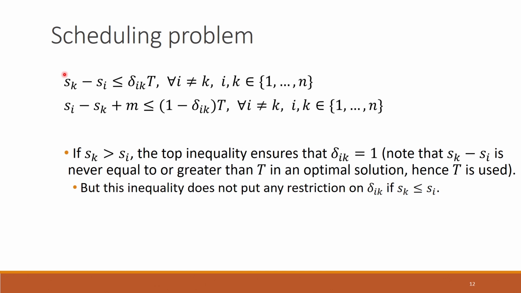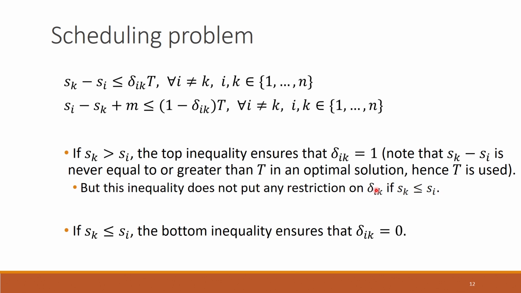Okay. And note that this constraint does not put any restriction on delta Ik if Sk is less than or equal to Si. If Sk is less than or equal to Si, the top constraint will be less than or equal to 0. So, in that case delta Ik can either be 0 or 1, and that is why we need the second constraint to ensure that delta Ik is equal to 0 when Sk is less than or equal to Si. So, the second constraint will ensure this. So, let us look at the second constraint.